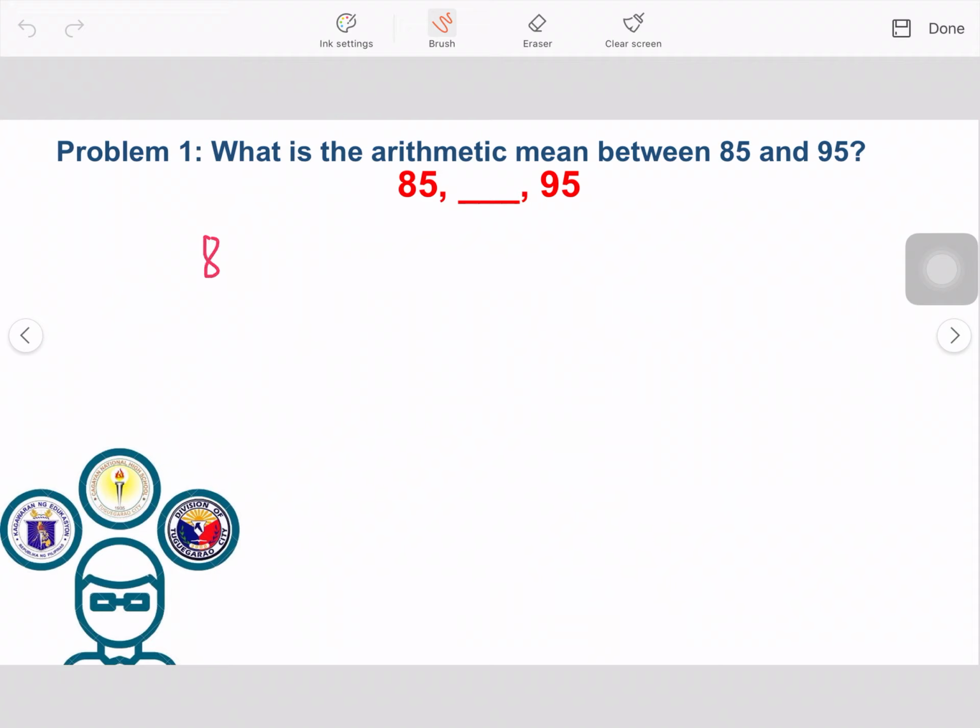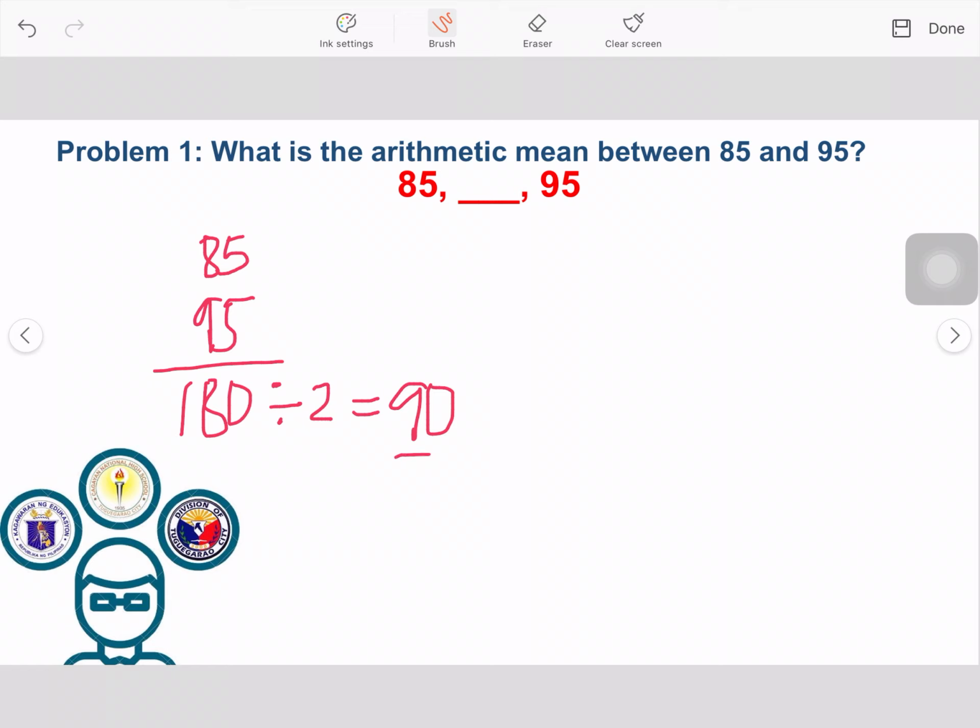So we have 85 plus 95. That will just give me 180. And then we divide that by 2. And that gives me 90. So therefore, the arithmetic mean between 85 and 95 must be the number 90. Let's try to look at the second problem.